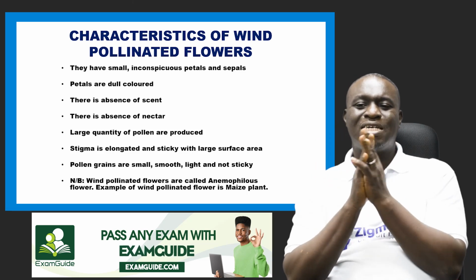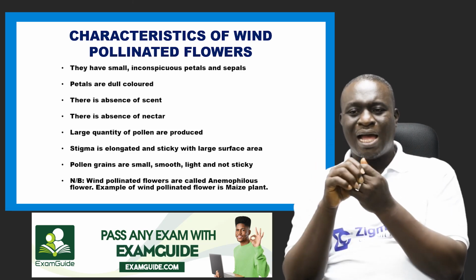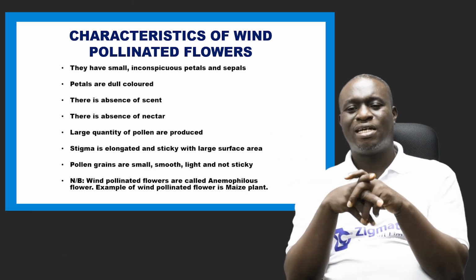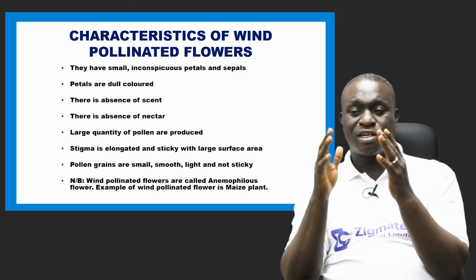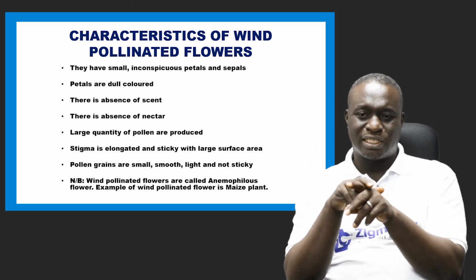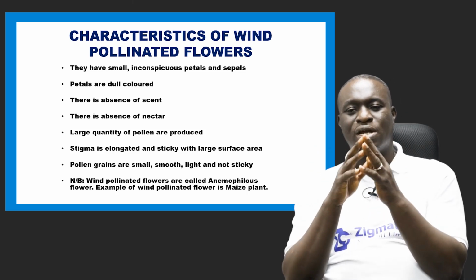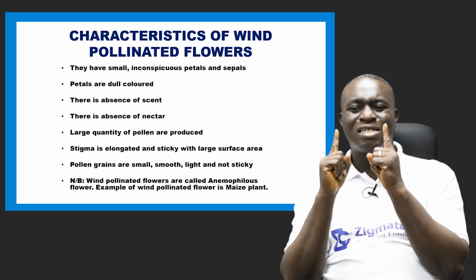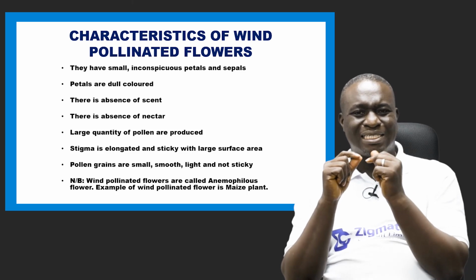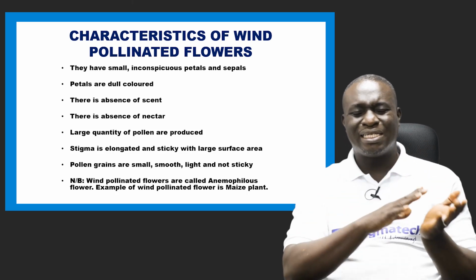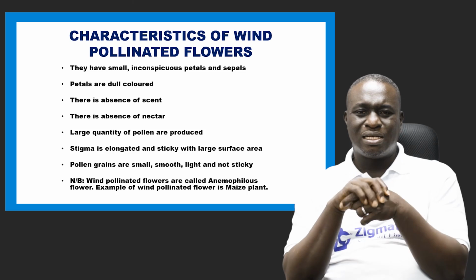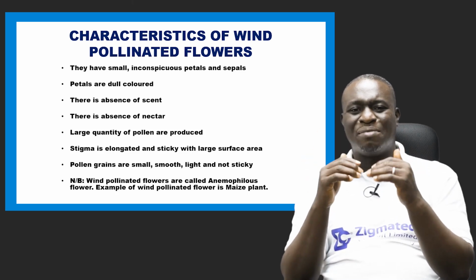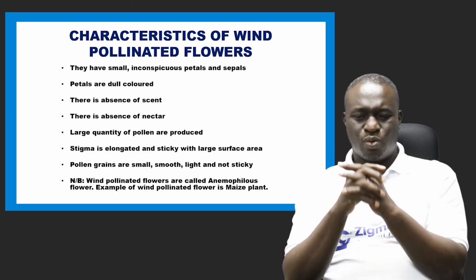We also have a stigma that is elongated and sticky with a large surface area. And finally, the final characteristic of wind-pollinated flowers is that the pollen grains are small, smooth, light, and not sticky. They are light so that they can be easily carried by the wind.